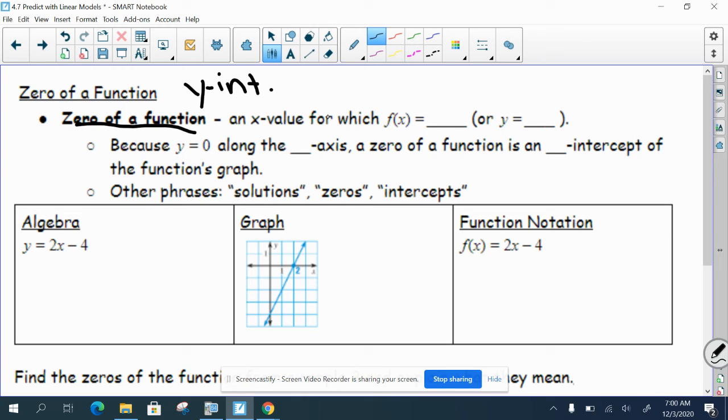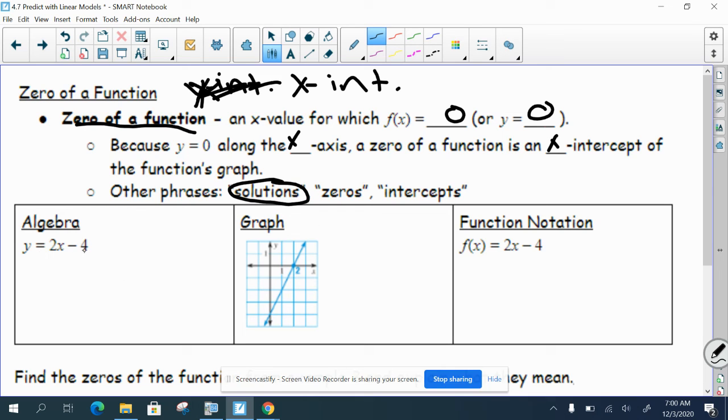An x value for which your function equals 0, or y equals 0. I'm sorry, I mean your x-intercept. It's not your y-intercept, it's your x-intercept. So since y equals 0 along the x-axis, a 0 of a function is the x-intercept of the function's graph. So it's basically where it crosses the x-axis. Those are called your solutions. So if you're solving an equation, that's where it would have a solution.